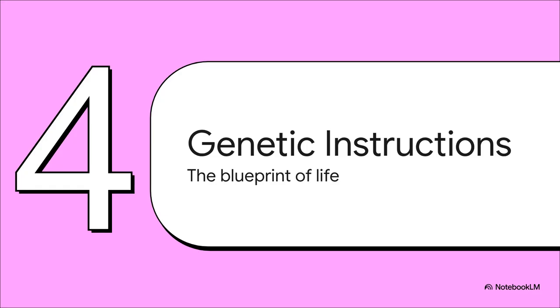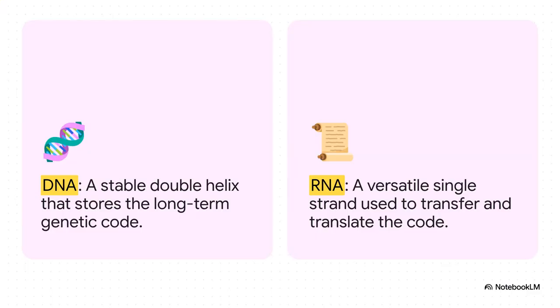So we have the building materials, and we have the energy. But how does a cell actually know what to build and when to build it? That is where nucleic acids come in. They are the information molecules, the blueprint that contains all the instructions for building and running an entire organism. And there are 2 main types.